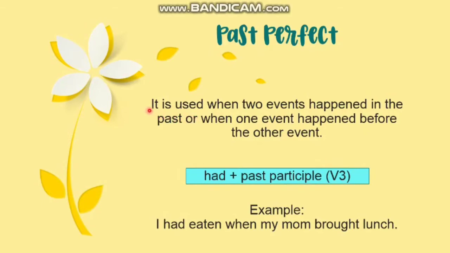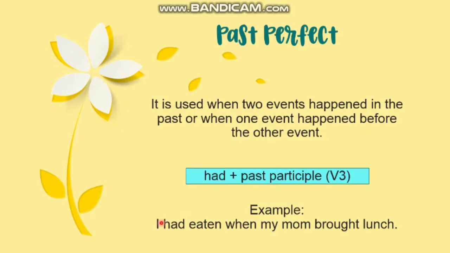Okay, so it is used when two events happened in the past. Jadi ada dua kejadian yang terjadi di masa lalu, ya, past perfect itu. Or when one event happened before the other event. Atau satu kejadian yang terjadi di masa lalu itu terjadi sebelum kejadian yang lain. Jadi intinya past perfect itu digunakan ketika ada dua kejadian di masa lalu dan yang satu lebih dulu terjadinya. Jadi antara dua event ini waktunya tidak terlalu lama, batas waktu terjadinya tidak terlalu lama, ya.